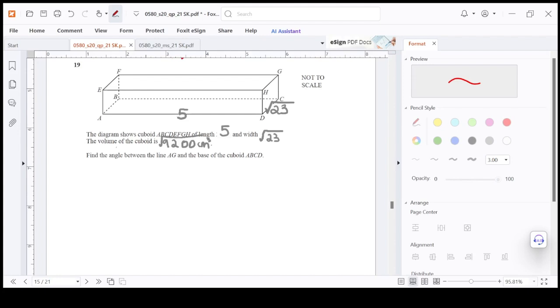Question 19. The diagram shows a cuboid of length 5, width square root of 23. The volume of the cuboid is square root of 2900.